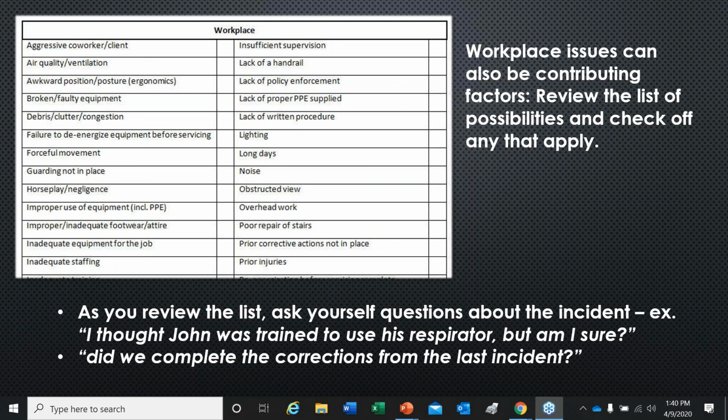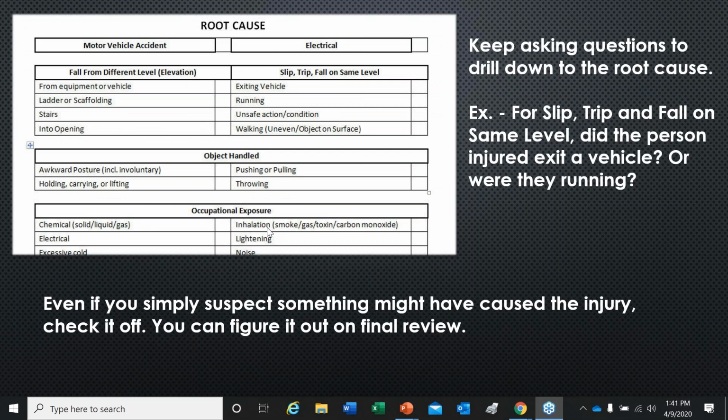As you review the questions, though, I give an example here. I thought John was trained to use his respirator, but I'm not sure. Well, find out. Did we complete the corrections from the last incident? On here, there's a section that says the prior corrective actions were not in place. Did you, as the employer, fix it? Because if you didn't, you need to belly up to the bar and say, yeah, that might be my fault. So those are the different things that you need to keep track of.